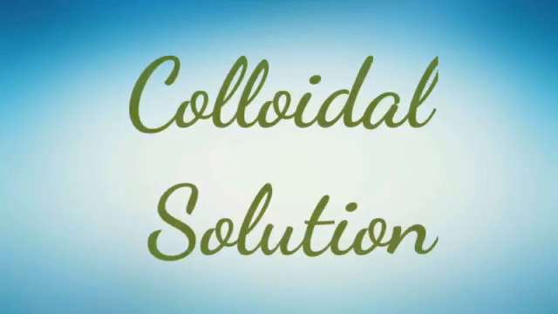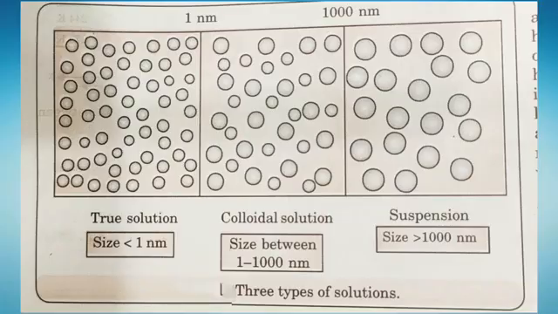Third one is colloidal solution. Students, colloidal solution is a heterogeneous solution which contains particles of intermediate size. For example, milk. Particles of a colloidal solution have diameters between 1 to 1000 nanometer. Such particles cannot normally be seen with the naked eye.